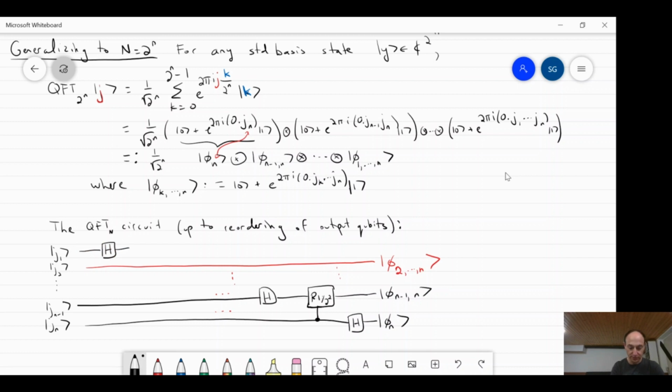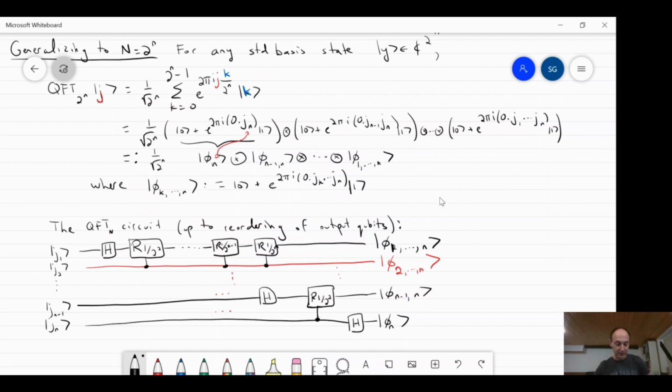And then we'll have a rotation. R1 over 2 to the 2 is the first rotation. And then we'll continue to do more rotations, all the way down to R1 over 2 to the n minus 1, and finally R1 over 2 to the n. So those are all the rotations. They'll all be conditioned on the second last wire. And the output of this one will be phi 2 dot dot dot, sorry, this should be 1 to n now. So this should be the circuit.